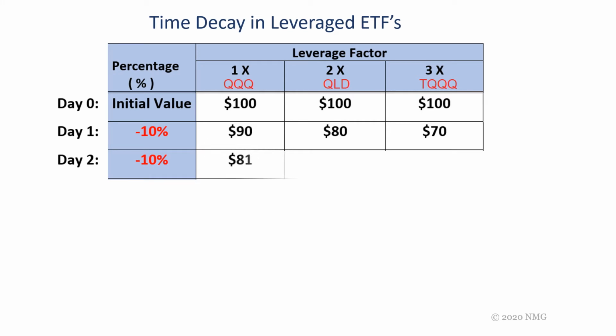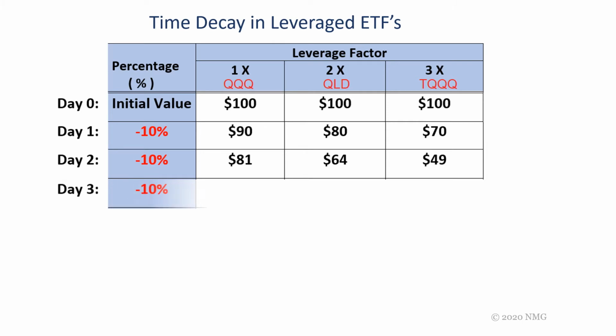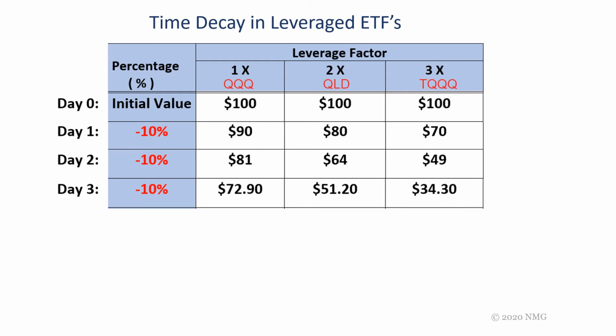The 1x would be $81, 2x would move down by 20% to $64, and 3x would move down by 30% to $49. On day 3, the market again falls by 10%. The 1x would be $72.90, 2x would move down by 20% to $51.20, and 3x would move down by 30% to $34.30. Now consider, the market changes course and starts going up.